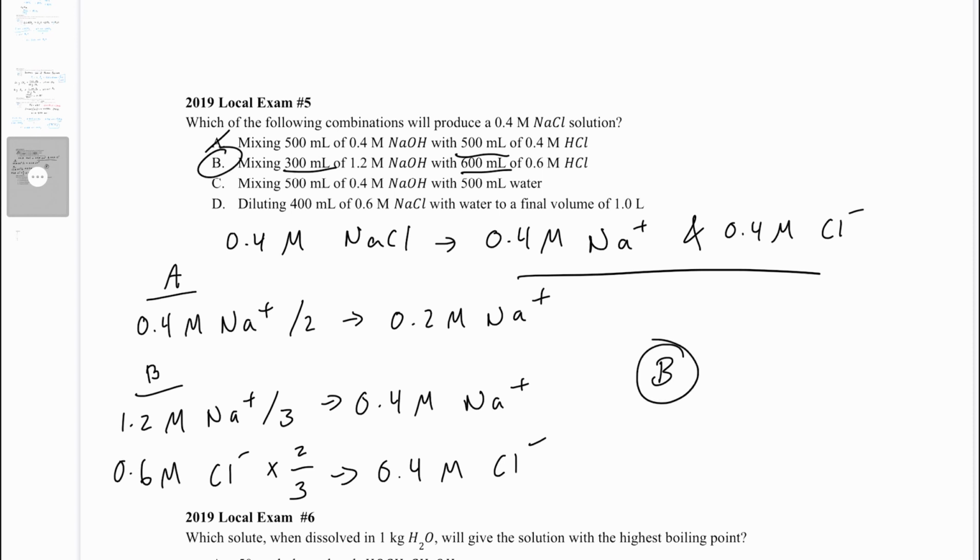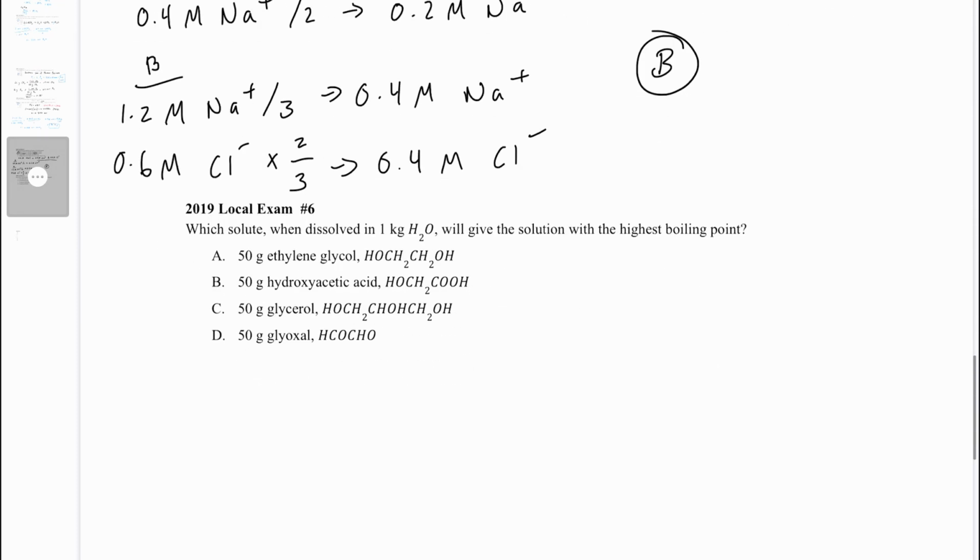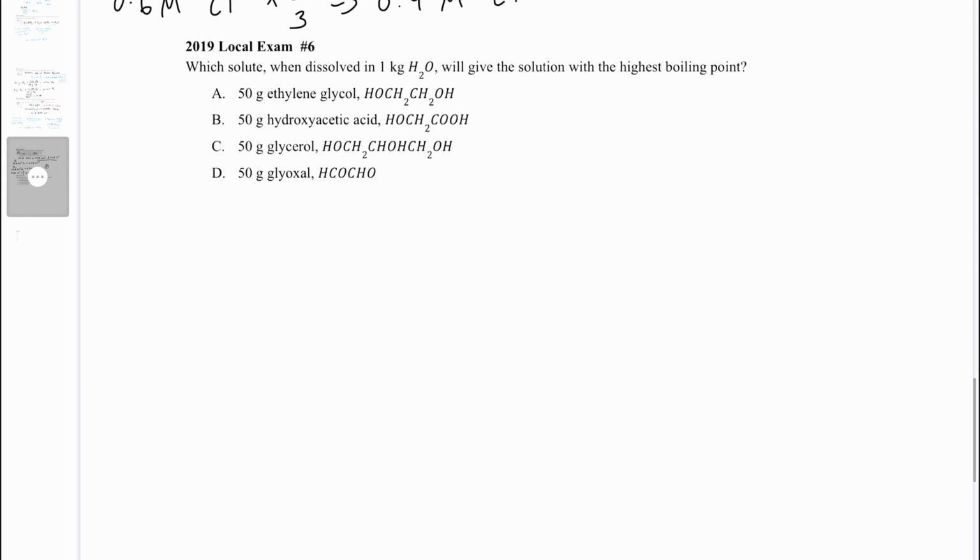You could look through the other answer choices to make sure you did everything right, but for the sake of time, we're just going to assume that we did everything right and we got the right answer. Okay, let's move on to question 6. Which solute, when dissolved in 1 kilogram of water, will give the solution with the highest boiling point?